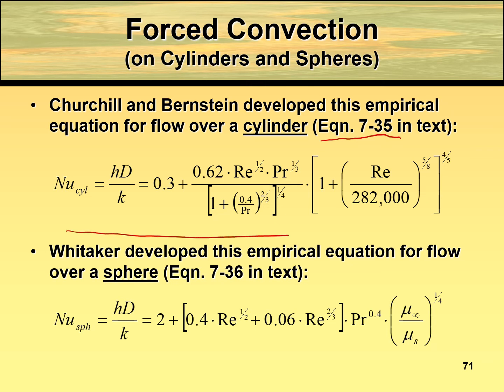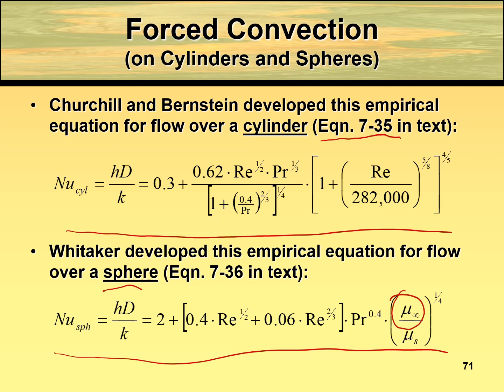It gives you these equations, whereby Whitaker has developed an empirical correlation for the flow over a sphere. So this one is flow over a cylinder and this is flow over a sphere. It's slightly different from the flow over a cylinder correlation, where they have to consider the free stream velocity and the velocity near the surface.